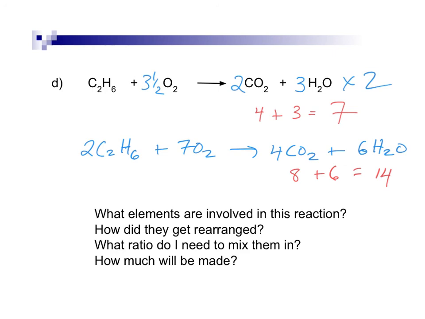Now that I have this equation balanced, I can discuss what ratio I need to mix my chemicals in. In order to have this complete combustion reaction happen, I need 2 of these fuel molecules to react with 7 oxygen molecules. And that's going to make me 4 carbon dioxides and 6 molecules of water. Now try out the balancing equations and identifying reaction type worksheet.